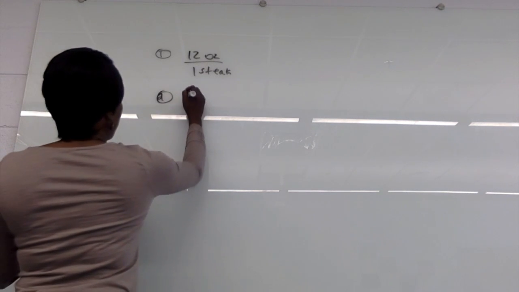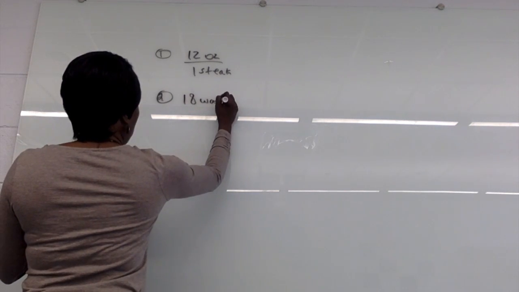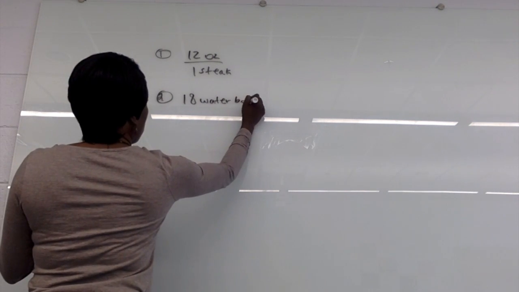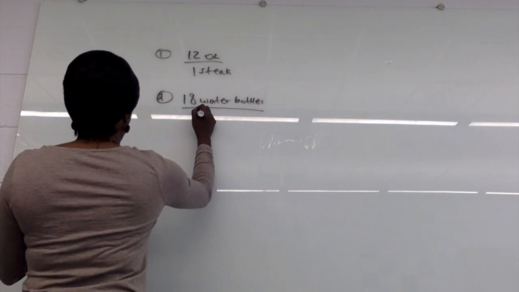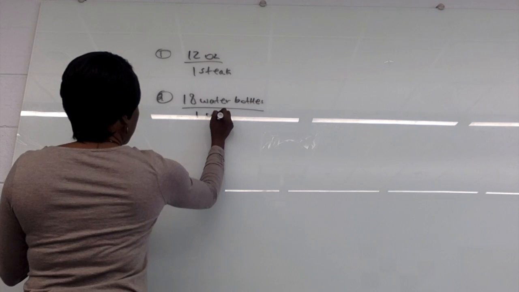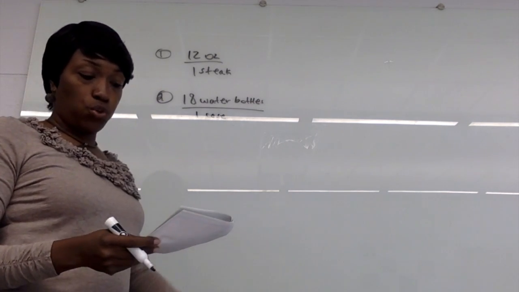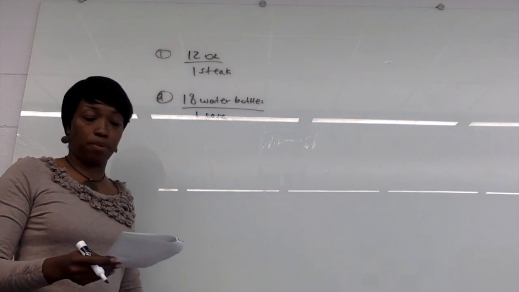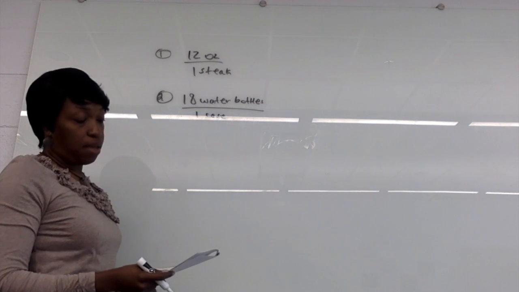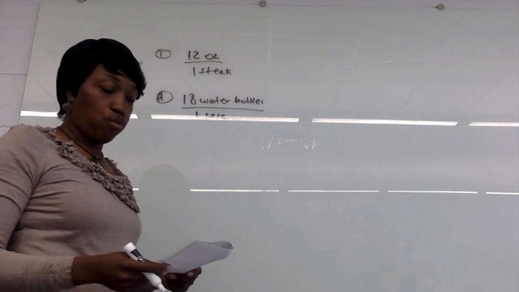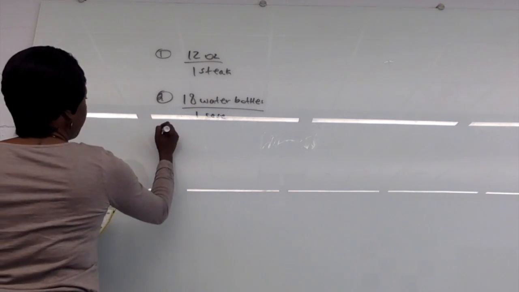For number 2, you should have gotten 18 water bottles over 1 case. To get that answer, once again, you have 162 to 9. You simply divide your numerator and your denominator by 9, because 9 can go into both your numerator and your denominator. All right, let's go to number 3.